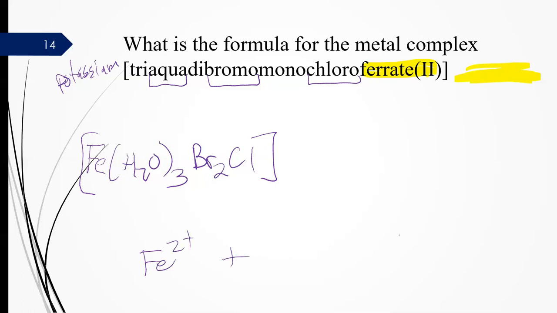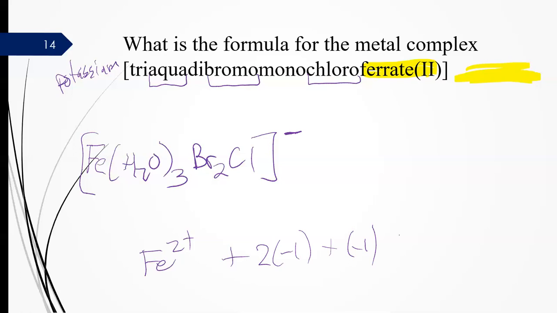And for these 3 ligands, is water charged or is it neutral? Neutral. Right? Water is neutral, so we don't have to worry about that. Does bromine or bromide have a charge? Yeah, so there's two of those at -1. And does a chlorine, or a chloride, have a charge? -1 as well. So overall, what should the charge of our metal complex be? -1.